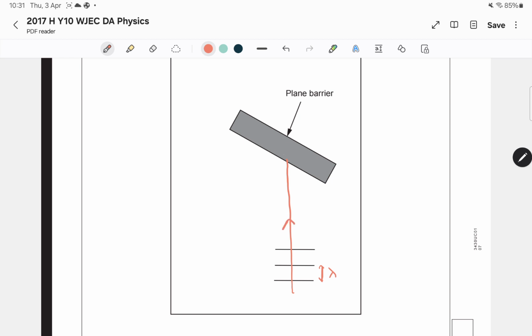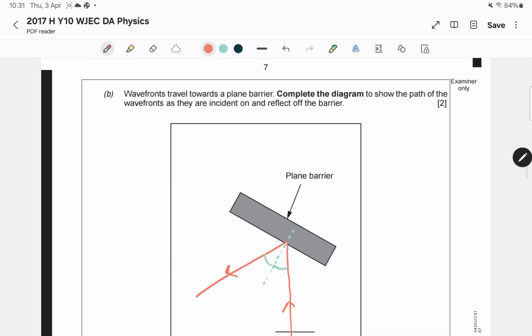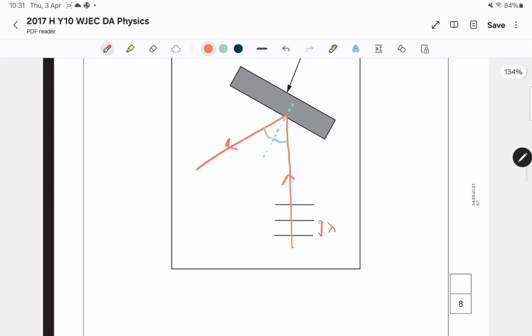Then when it hits here, it's going to reflect off. Now remember, to do a reflection, we need a normal, and this angle is going to be the same as the reflection angle. So I'm going to try and draw it as similar as I can. They're about the same angle. But I haven't drawn the wavefronts. I've drawn the direction of the wave. The question says, show the path of the wavefronts. And the wavefronts are just the tops of the waves.